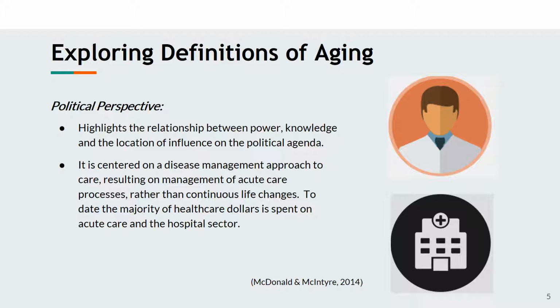From a political perspective, the focus is on the relationships between power, knowledge, and the location of influence and how that influences the political agenda. This is centered on a disease management approach to care, which results in acute care processes. So we focus on acute care processes versus on continuous life changes, like we would consider in aging populations. To date, the majority of healthcare dollars is still mostly spent on acute care and in the hospital sector.